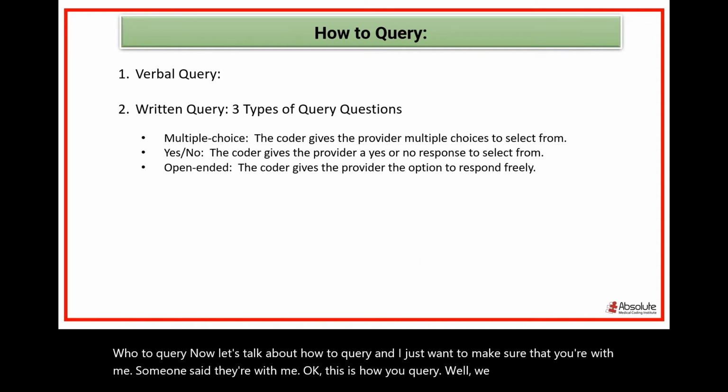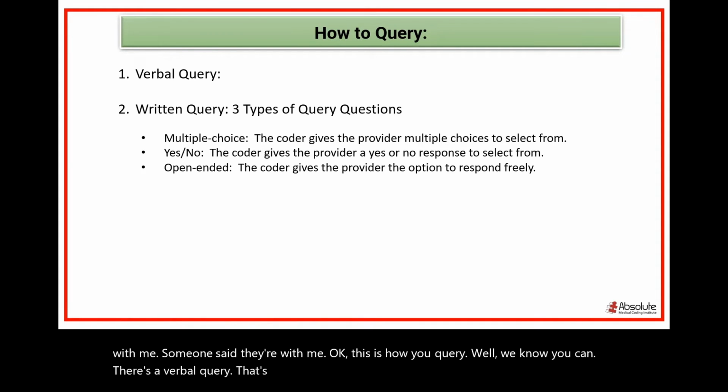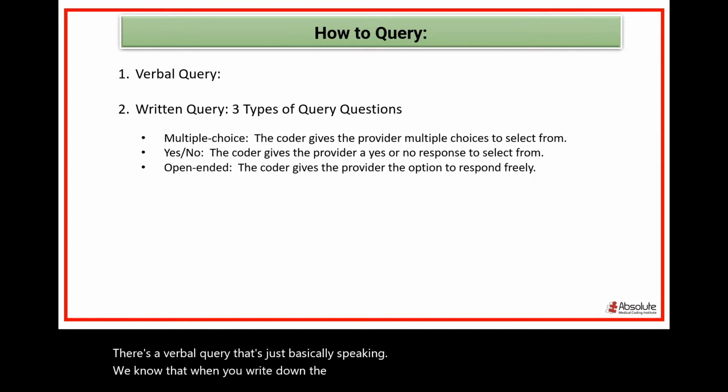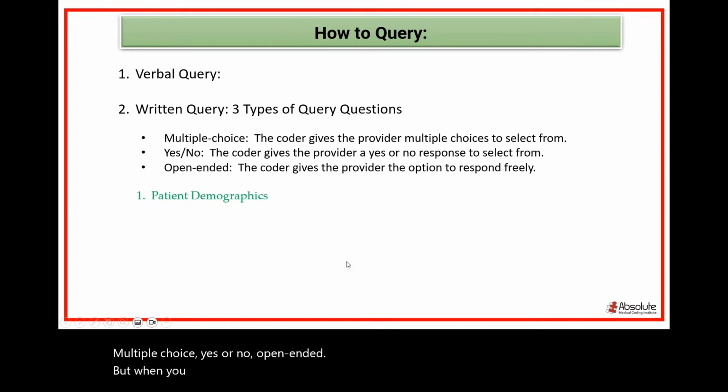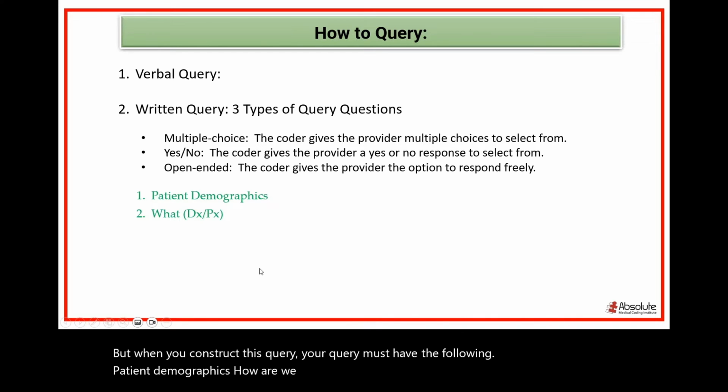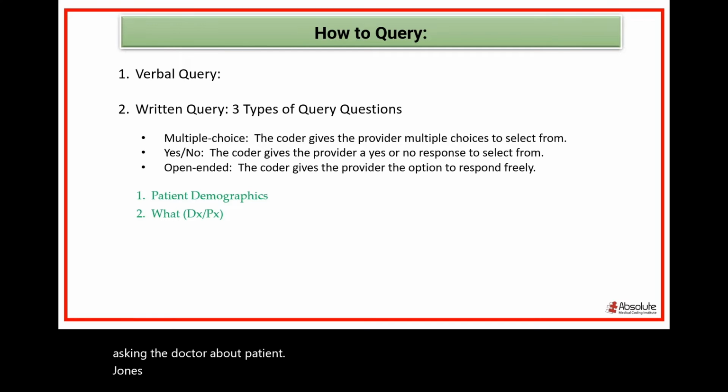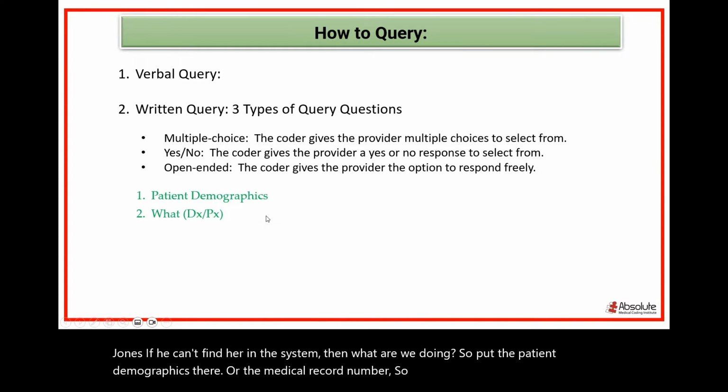Well, we know there's a verbal query. That's just basically speaking. We know that when you write down the query, there are 3 types of query questions: multiple choice, yes or no, open-ended. But when you construct this query, your query must have the following: patient demographics. How are we going to identify the patient? If you're asking the doctor about patient Jones, and he can't find her in the system, then what are we doing? So put the patient demographics there or the medical record number so that the doctor can identify the patient.